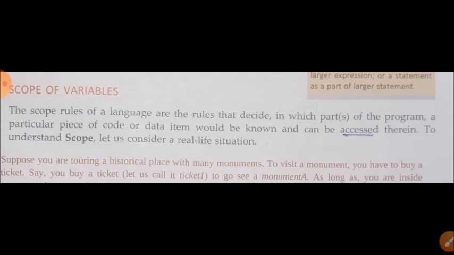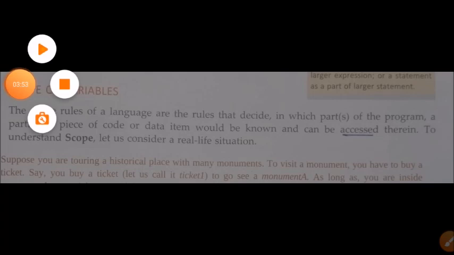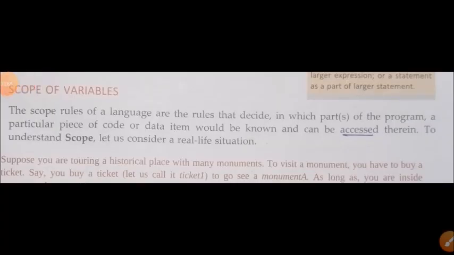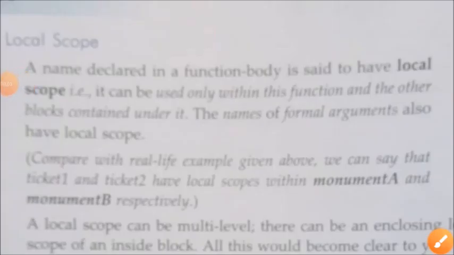The scope of variables has two types. One is a local variable and another one is a global variable. Local scope: a name declared in a function body is said to have local scope. That means a name declared inside the function body has local scope. It can be used within the function and the other blocks contained under it. The names of the formal arguments also have local scope.